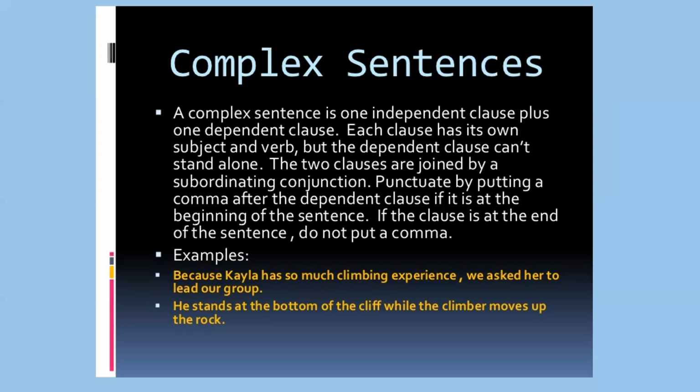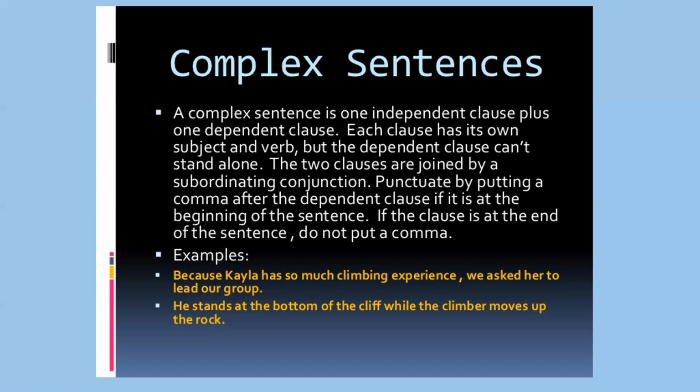He stands at the bottom of the cliff while the climber moves up the rock. So, he stands at the bottom of the cliff. A cliff is a mountain face. He is standing at the bottom of the cliff. This is a complete sentence, right? This is the independent clause. While is what? A conjunction. It is joining the two sentences. The climber moves up the rock. So the climber moves up the rock. This is an incomplete sentence. This is the dependent clause.